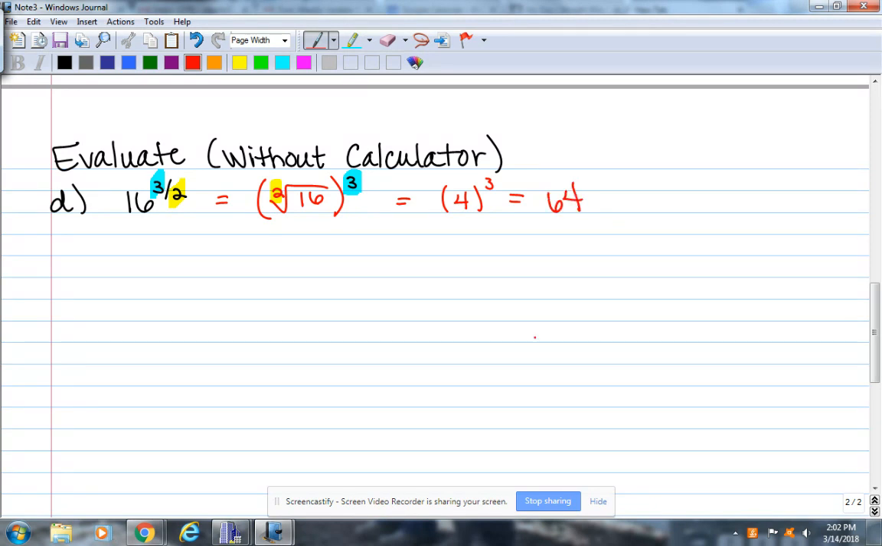64. There's your answer. It's that easy. Really, really. So, let's do some more. This one, 125 to the 2/3 power.